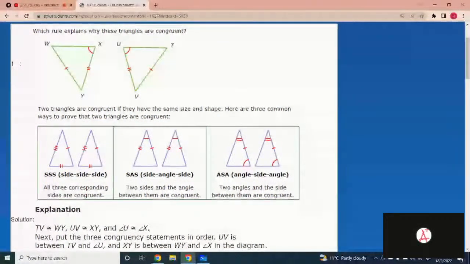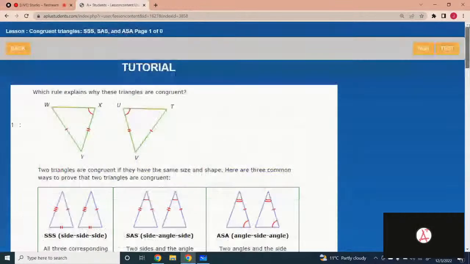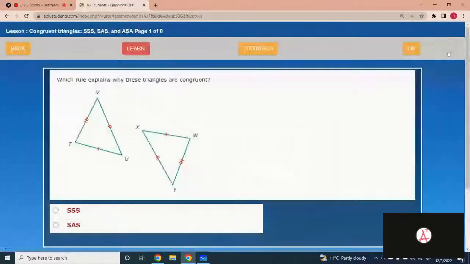Okay, let's just start with the test questions. Okay, let's click on the test button. Okay, which rule explains why these triangles are congruent?